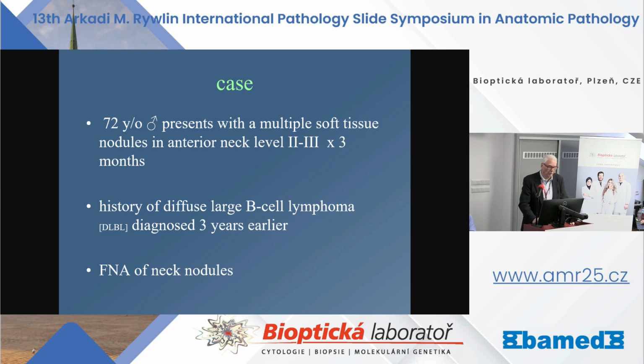He presented with multiple soft tissue nodules in the anterior neck, at level 2, level 3 in the neck, and he's had these nodules for about 3 months. Didn't complain of any other problem. 3 years before this, before he presented with the neck nodules, he was diagnosed with diffuse large B-cell lymphoma, and he was being treated for that. So I did FNA of those neck nodules.